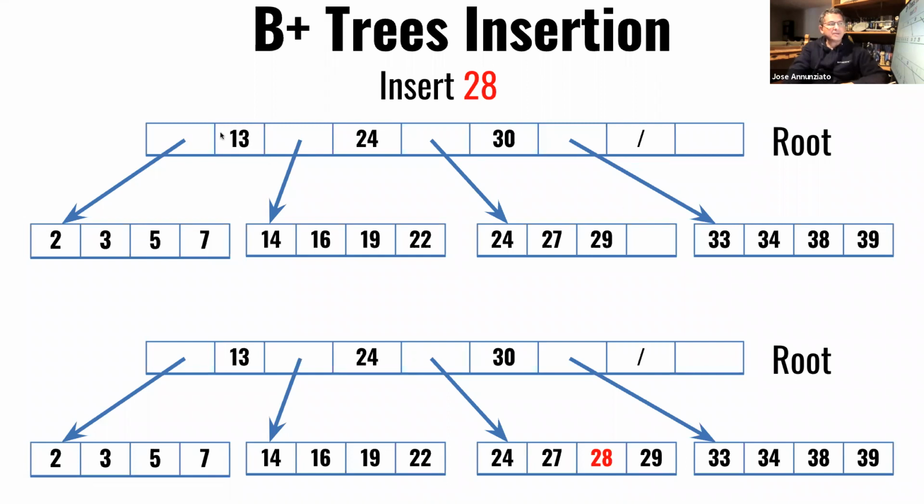Notice that all the numbers to the left of 13 here are all less than 13. All the numbers between 13 and 24 are down below here, 14 to 22. And all the numbers between 24 and 30 are down here. Okay, so B-trees are built this way. When you insert and there's space for it, it will modify the array to fit in the new value, so it's already sorted.